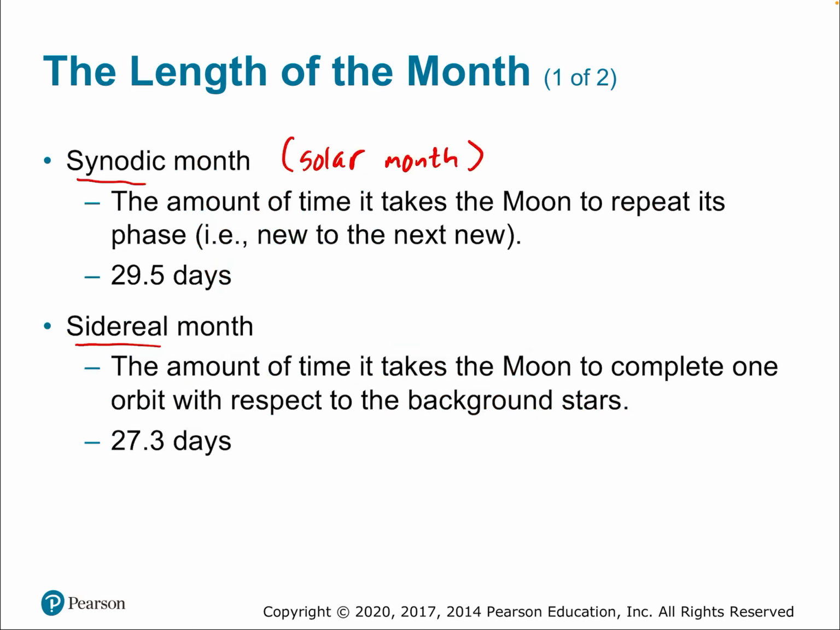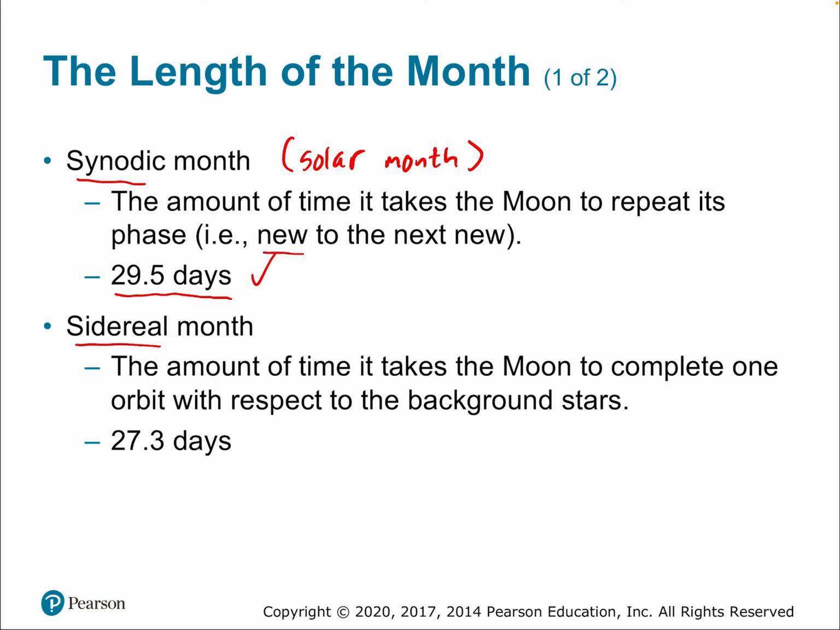Let's take a look on the previous slide. So the synodic month is the amount of time it takes the moon to repeat its phase, new to new. All right, this one is relative to the sun. This is a longer month, which is 29.5 days, and this is what people mean when they talk about a month. The sidereal month, however, is the time it takes the moon to orbit Earth, regardless of the sun.